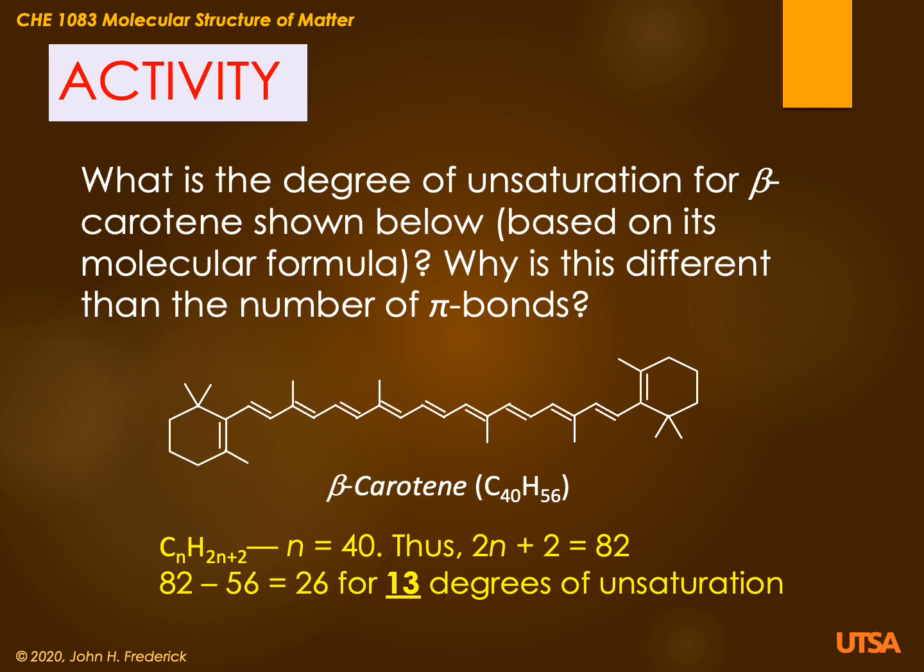But if I go through and count up the double bonds, I would find there's only 11 of them in this molecule. So why the difference? Why are there different results for degrees of unsaturation? Well, it turns out that when carbon forms a ring, it also is a degree of unsaturation. So I have two ring structures on this molecule, and those represent the other 2 degrees of unsaturation. I hope this has made sense and that you'll be able to now figure out the degrees of unsaturation for any molecule based on either its formula or its molecular structure.